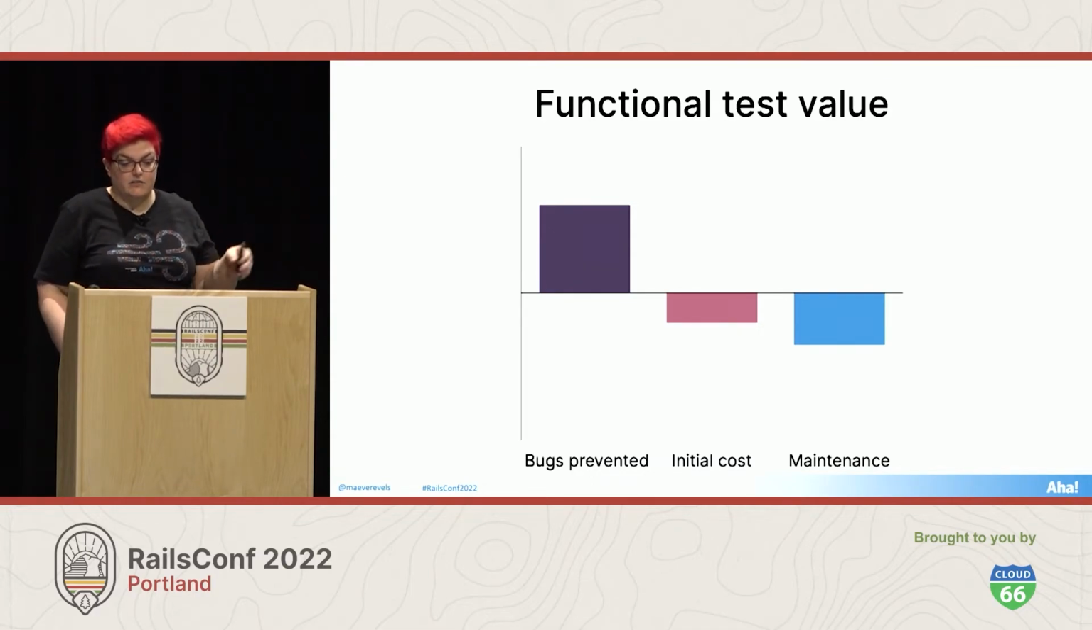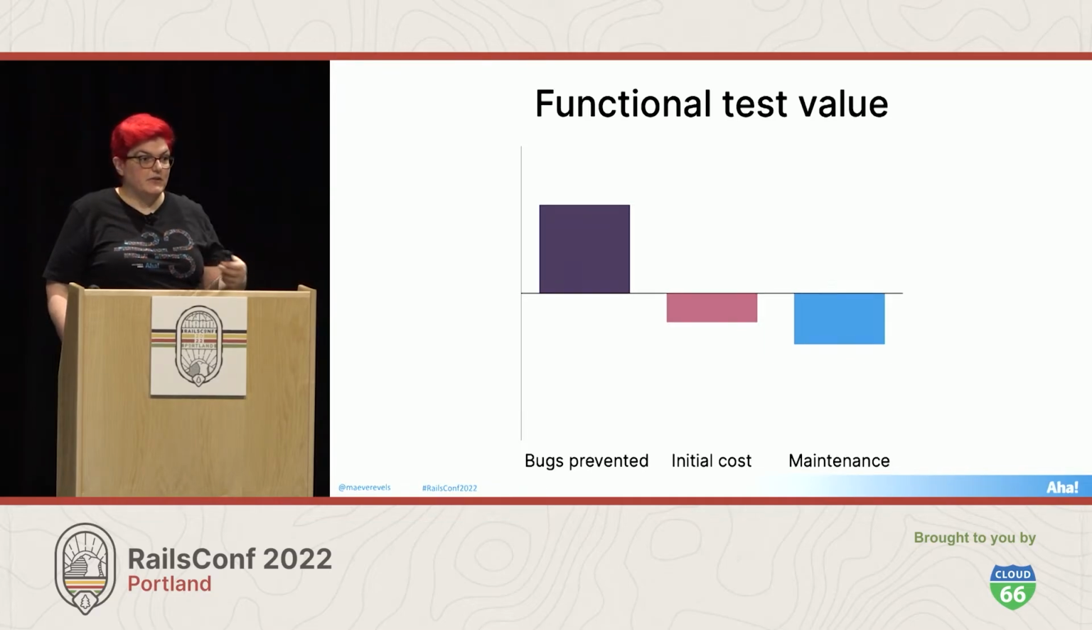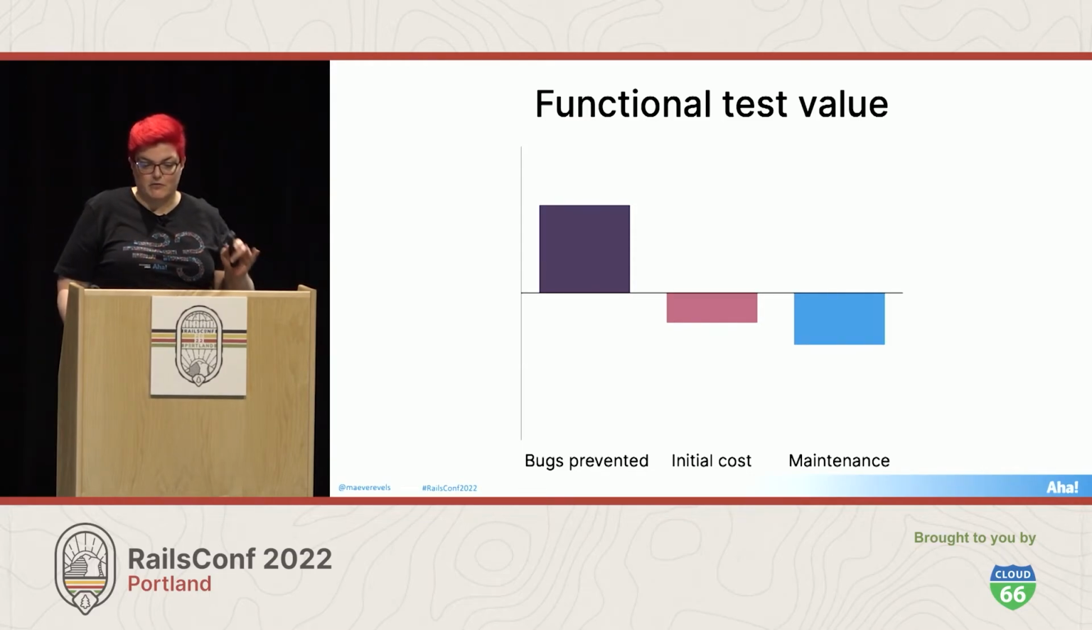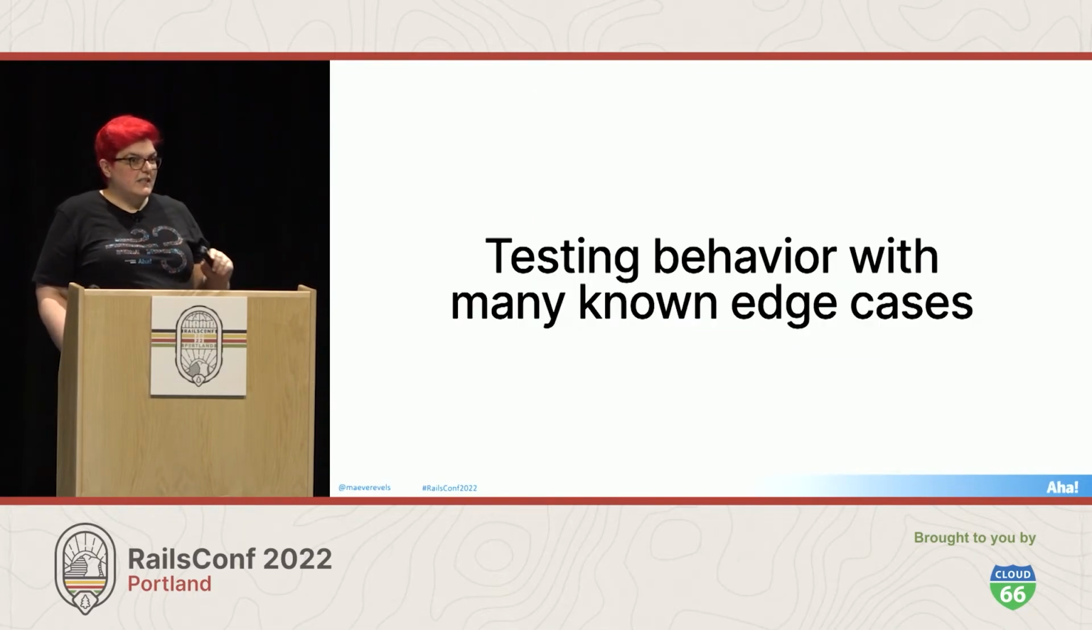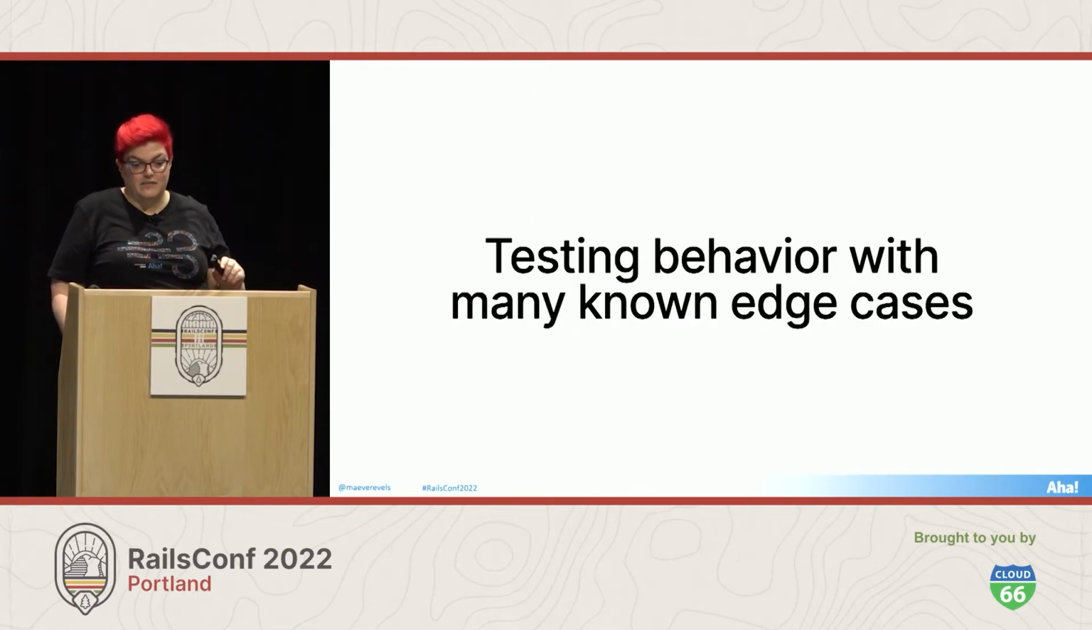But the maintenance cost over time is a little bit higher, especially if your tests require any mocks or stubs, because you've now committed to keeping those updated. So functional tests are especially good for a couple different situations. One is if you want to exhaustively test behavior that has a lot of edge cases like error handling or user permission checking. The test harness for an integration test is quickly going to become unwieldy for this purpose, and functional tests are the perfect place for this kind of assertion.